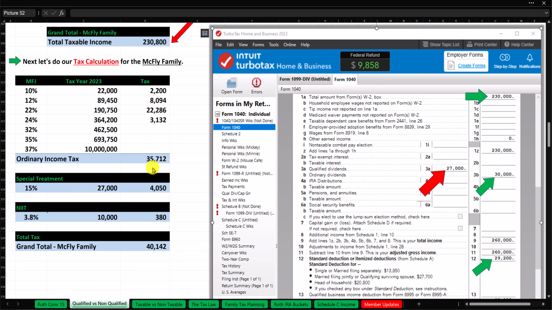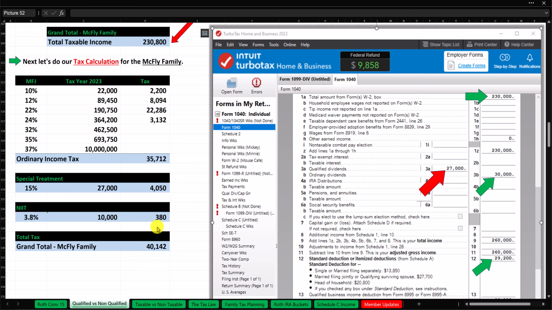So the tax results for the McFly family are $35,712 of ordinary income tax. This time we have $4,050 of tax on the qualified dividends because those are now $27,000. Our net investment income tax remains the same at $380 because net investment income tax has nothing to do with whether dividends are qualified or not. It only has to do with whether you have investment income at all. In this case, we have $30,000 of dividends, which is the investment income relevant to this example for both the Barney family and the McFly family.